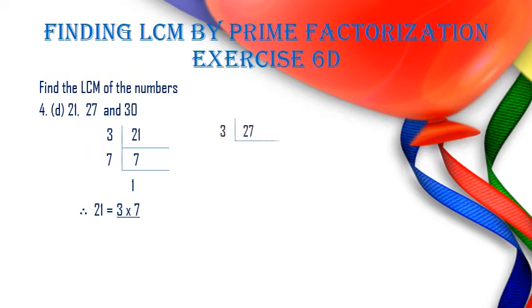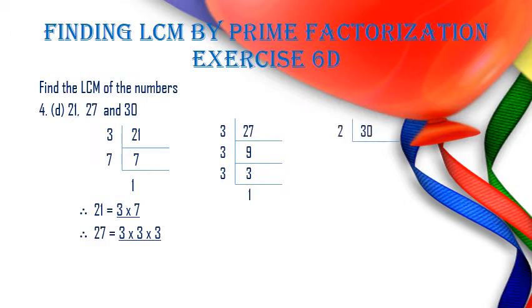Now the next number is 27. 27 divided by 3 gives 9. 9 divided by 3 gives 3, and 3 divided by 3 gives 1. So the prime factors of 27 are 3 multiplied by 3 multiplied by 3. Now children, the third number is 30. 30 divided by 2 gives 15, and 15 divided by 3 gives 5, and 5 divided by 5 gives 1. So the prime factors of 30 are 2 multiplied by 3 multiplied by 5.